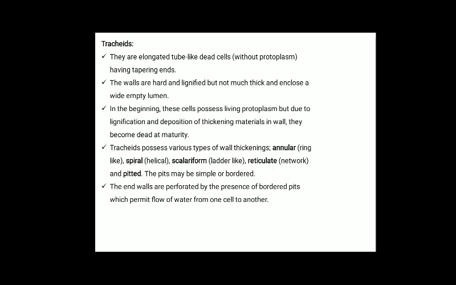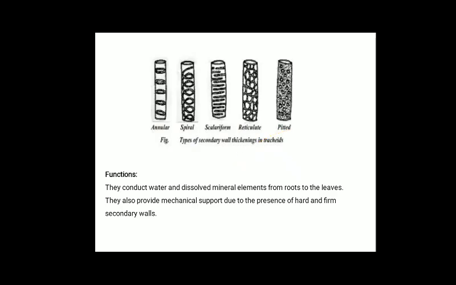The end walls are perforated by the presence of bordered pits, which permit flow of water from one cell to another. Functions: they conduct water and dissolved mineral elements from roots to the leaves. They also provide mechanical support due to the presence of hard and firm secondary walls.